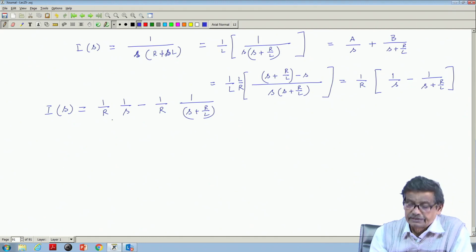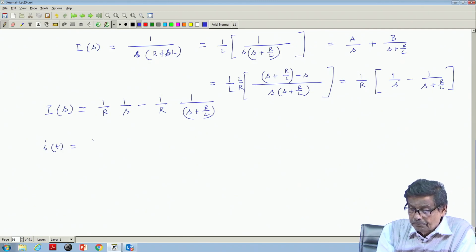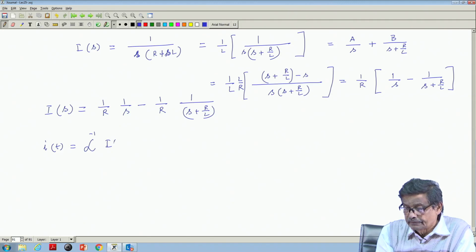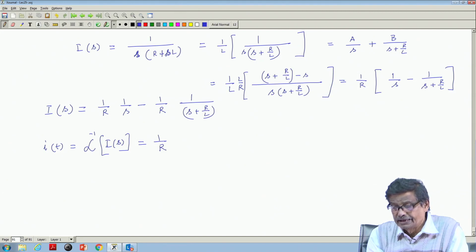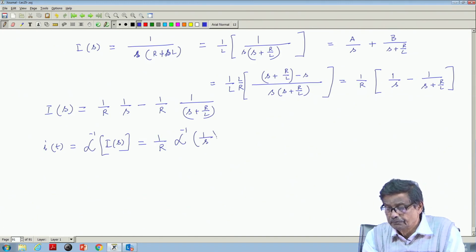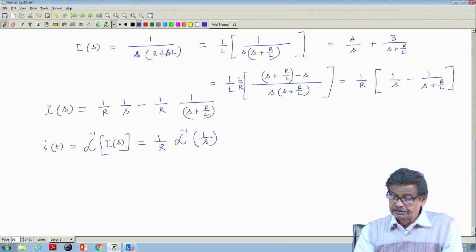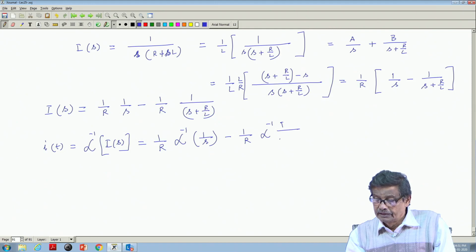Now, you look at these things. i(t) is equal to Laplace inverse of I(s), which means 1 by R. I am writing elaborately, so that you do not miss these steps. Later it will not be necessary when you become habituated with it. So, Laplace inverse of this minus 1 by R Laplace inverse of 1 by S plus R by L. This is 1.